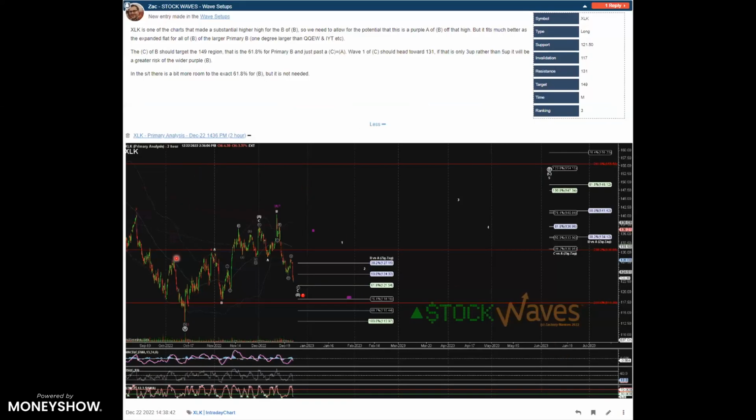So this is just a quick snapshot of the XLK wave setup that we posted on December 22nd. As we saw on that other chart, it did get a little bit lower into the beginning of January, but held nicely as the B wave and got way more than our more moderate target at the 100% extension and the 618 retrace for that larger C of the B wave.